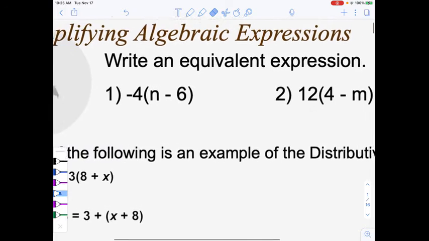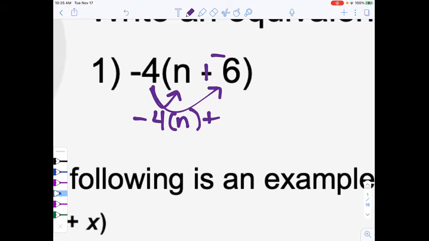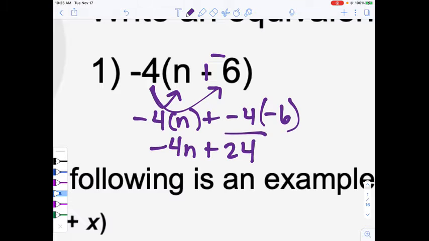Okay, we have to write an equivalent expression: -4 times n minus 6. Well, remember, when we use distributive property, when there's subtraction, we always got to add up. Once we add up, we can distribute. -4 times n plus -4 times -6. Then I simplify. -4n plus positive 24. Can't combine those, so there's my answer.